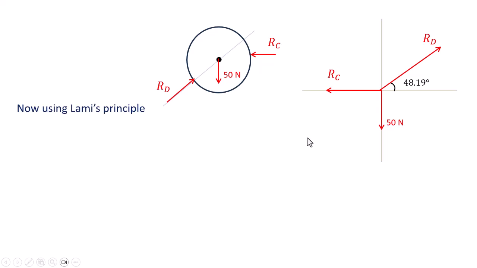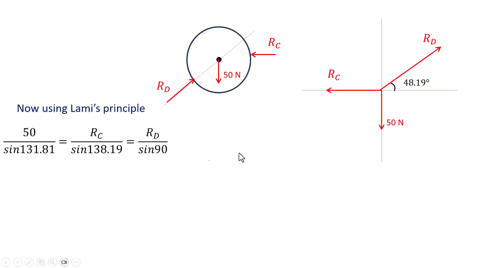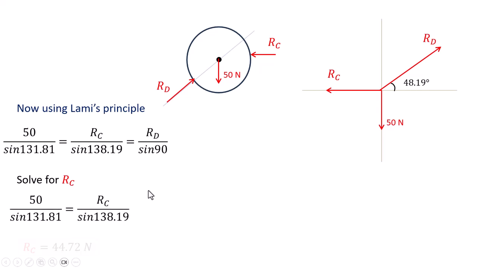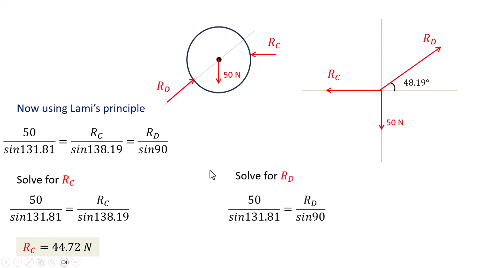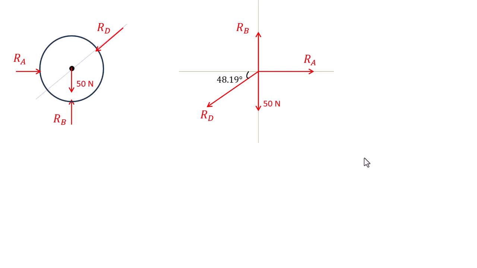Now using Lami's principle, we can solve for RC and RD. Let's do it step by step. These are the steps. Solve for RC. We get the answer RC equal to 44.72 Newton. Then we can solve for RD. We get the answer 67.08 Newton.